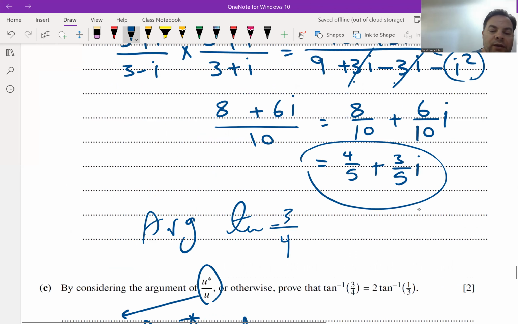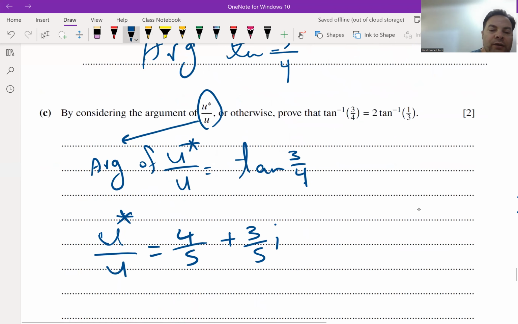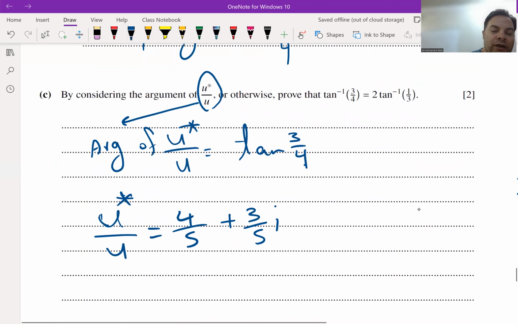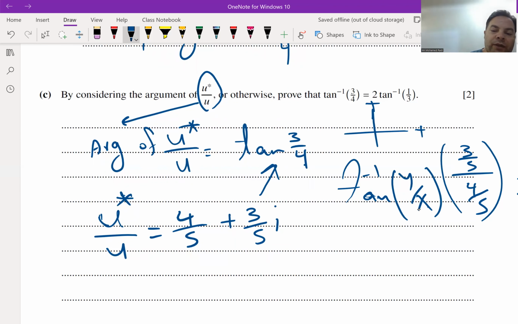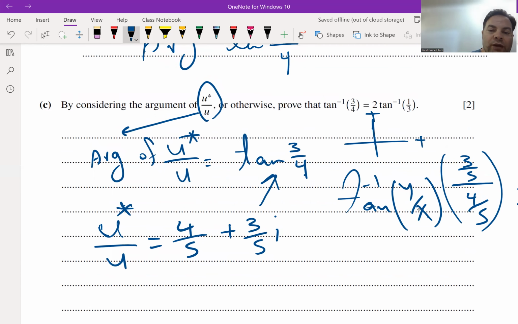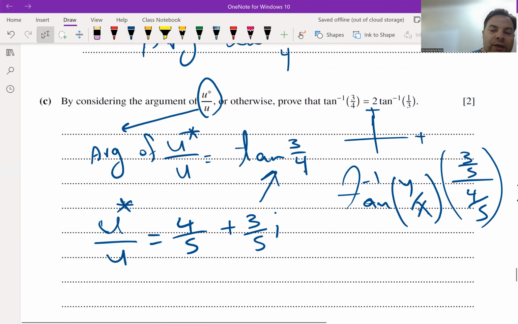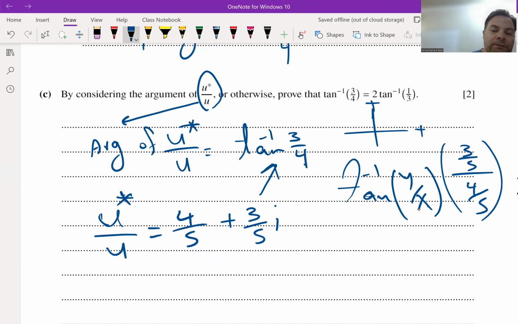To get the argument of this complex number, I will explain why it's tan minus 1 of 3 over 4. Tan minus 1 of y over x. So 3 over 5 divided by 4 over 5, your simplest form will be 3 over 4. And both are positive, so the angle is tan minus 1 of 3 over 4. This is the first part.